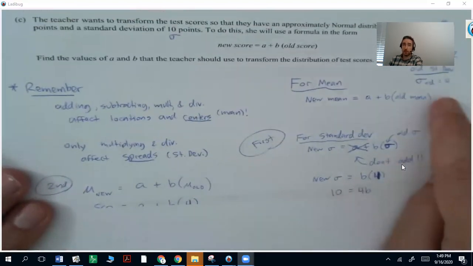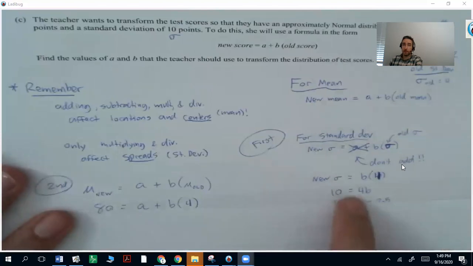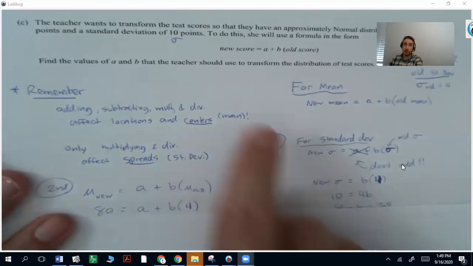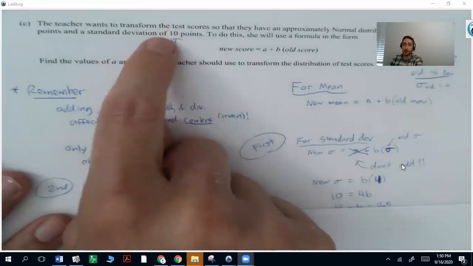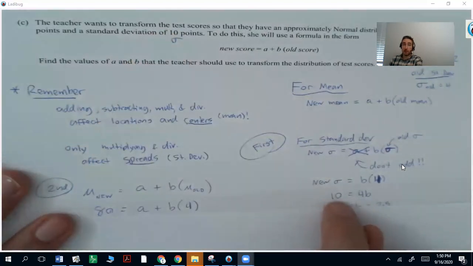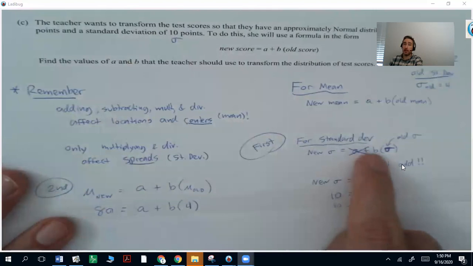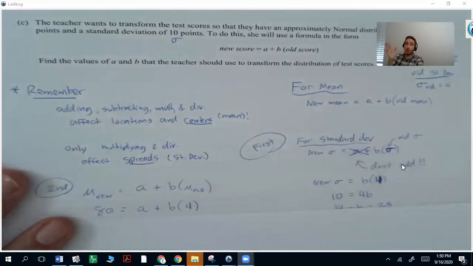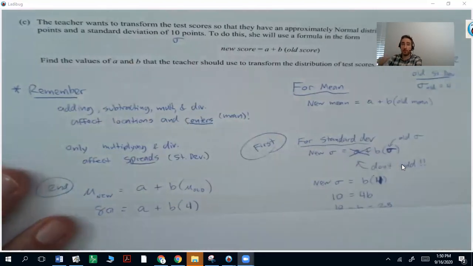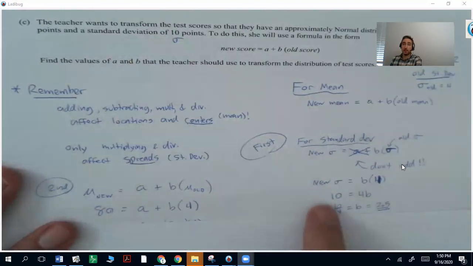Remember the old was 4. Well, I know my new standard deviation is desirable at 10. That's where the teacher wants it to be. I don't have to worry about A because adding and subtracting doesn't change the spread, doesn't change how far apart the values are, so I can simply divide by 4 to get a value B of 2.5.